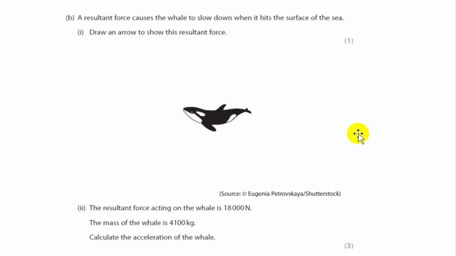Now a resultant force causes the whale to slow down when it hits the surface of the sea. Draw an arrow to show the resultant force. Remember, resultant force is the total effective force acting on the object. It is a single force. Because the whale falls downwards and slows down, the resultant force will be upward. So this is the direction of the resultant force. Resultant force is upward.